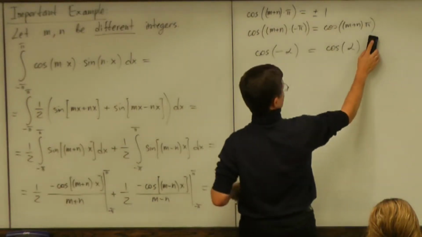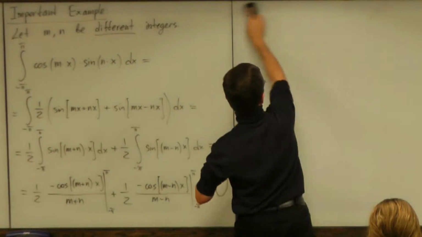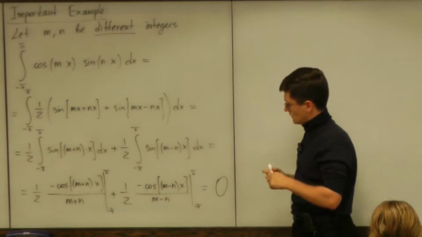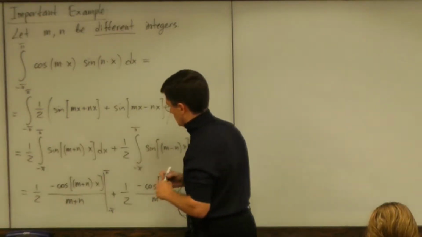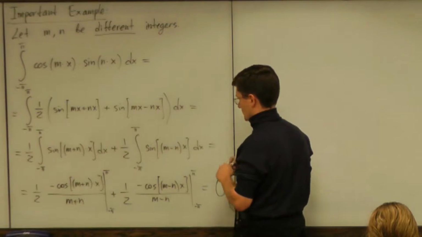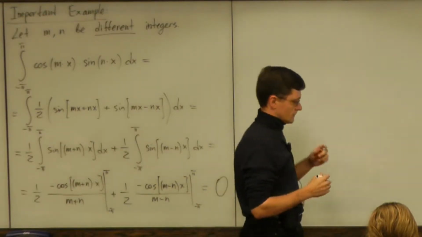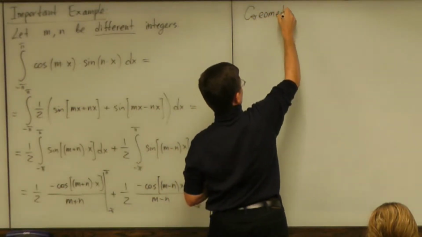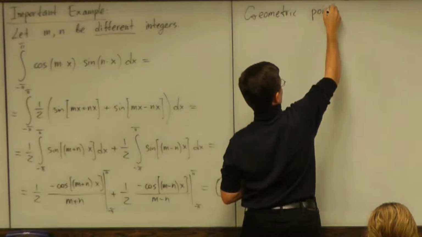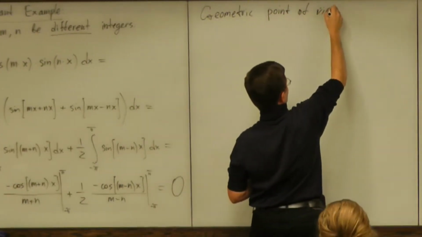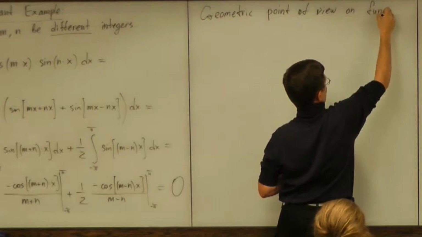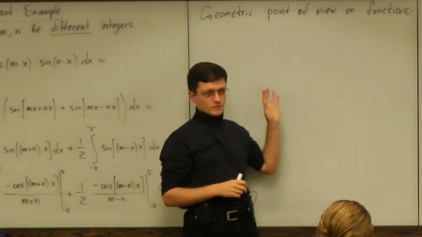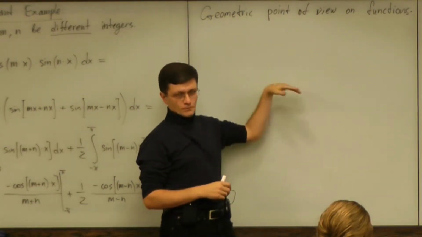So what's the implication? Well, the implication is, well, let me talk first about mathematical implication. There is a geometric point of view on functions. And that point of view is very different from the view of considering the graph of a function.